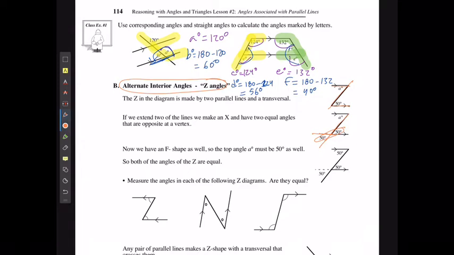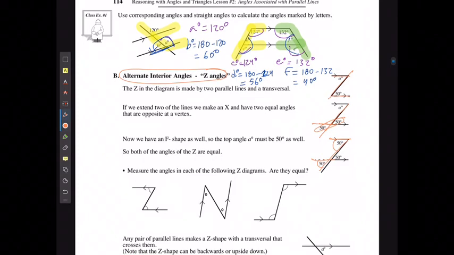At the same rate, if I know that this is 50 degrees down here, I'm going to have that backward F for corresponding, and I know that A is going to have to be also 50 degrees. Which means that if I have that Z shape, those two angles are going to wind up being the same. So in this case, they're both 60 degrees.